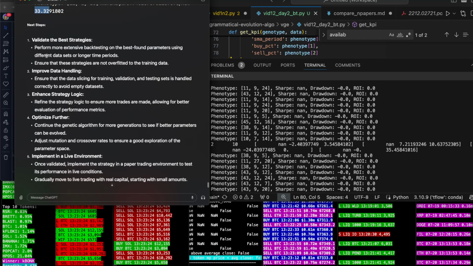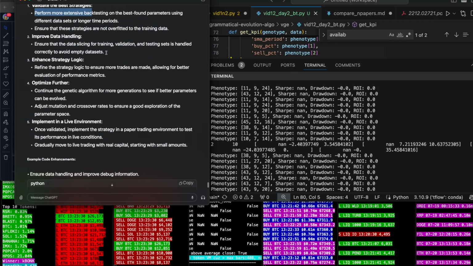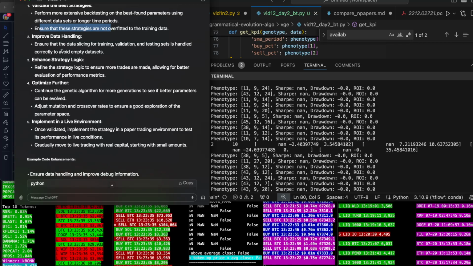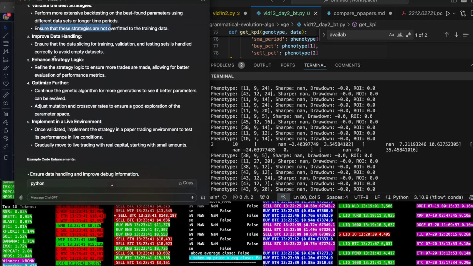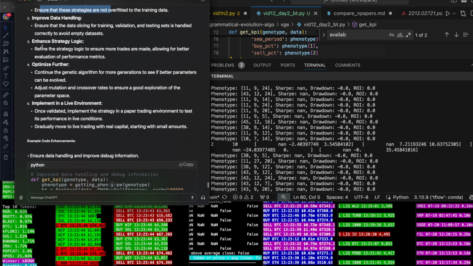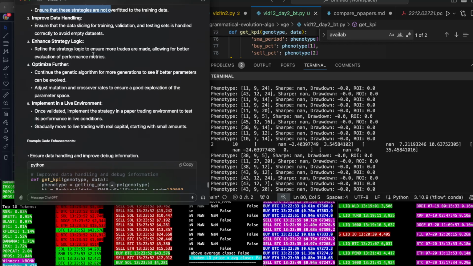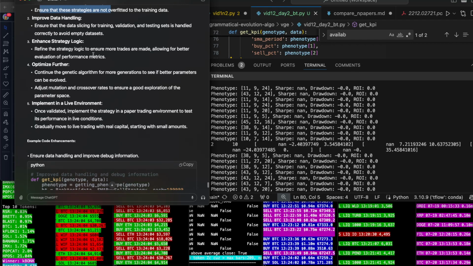Next steps: validate the best strategies. Perform more extensive backtesting on the best performing parameters using different data sets or longer time periods. Ensure that these strategies are not overfitted to the training data. Improve data handling: ensure that the data slicing for training, validation, and testing sets is handled correctly to avoid empty data sets. Enhance strategy logic: refine the strategy logic to ensure more trades are made, allowing for better evaluation of performance metrics. Optimize a little bit further: continue the genetic algorithm for more generations to see if better parameters can be evolved, and adjust mutation and crossover rates to ensure good exploration of the parameter search.